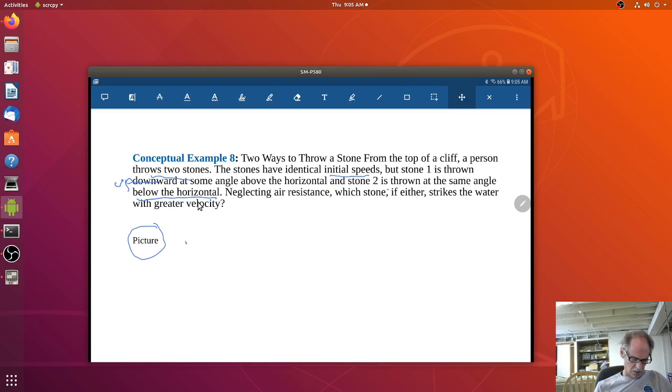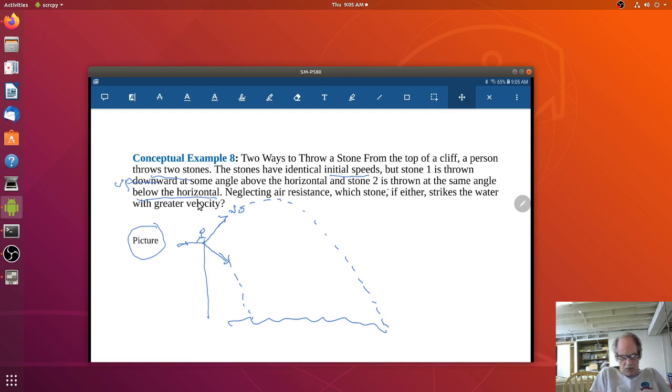All right, so here's the cliff. Here's the person. He throws one stone upward at some initial speed, and it goes up and hits the water. And he throws another stone downward at the same angle, and it goes down. Which one hits with greater velocity?